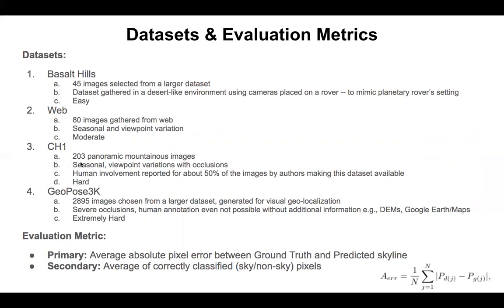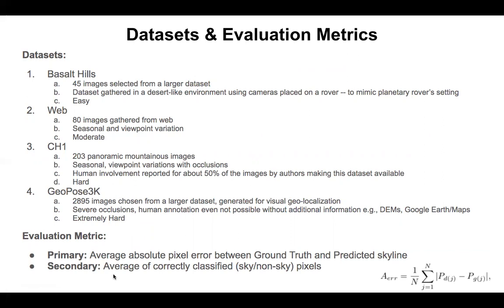CH1 is a prominent dataset and it has more than 200 images. And it is somewhat challenging because the original authors have reported human involvement for at least 50% of the images. And the most challenging dataset that we have explored is GeoPose 3K, which is essentially a dataset for visual geolocalization. And as I said, it is one of the hardest datasets that we have.